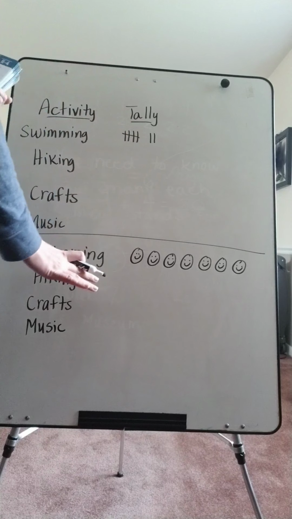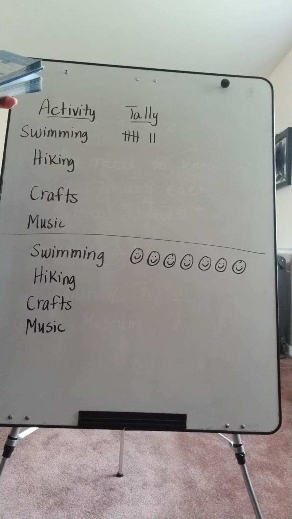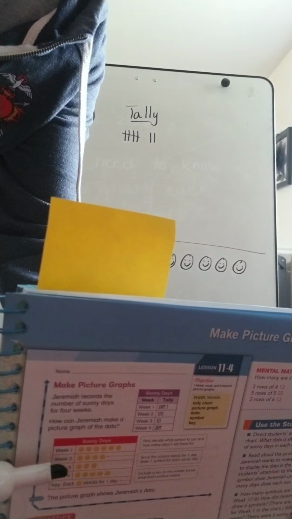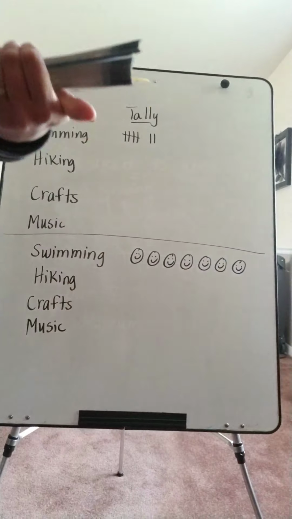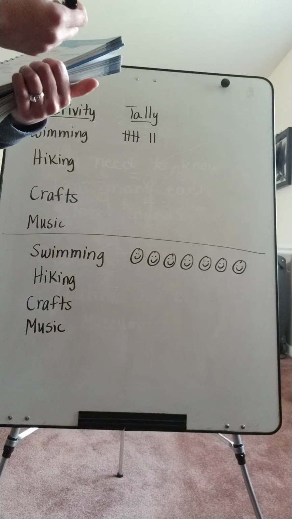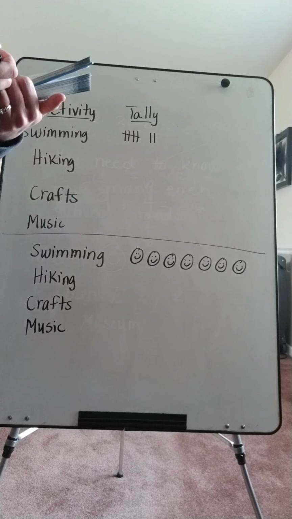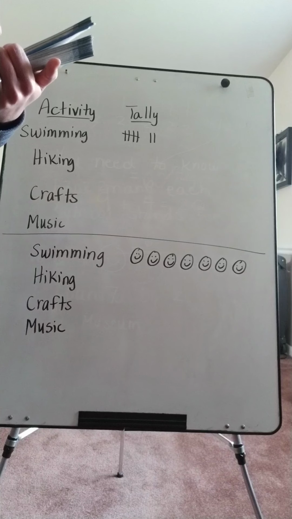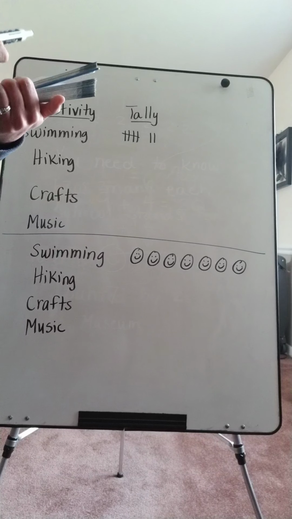So I want you to just ignore what's on the board for right now. And in your book at the top, look at that purple graph. Okay, the purple graph and then the picture graph here. We can see that we've got 4 weeks and they've got the tally marks. So week 1 was 6, week 2 was 4, week 3 was 3, and week 4 was 5.